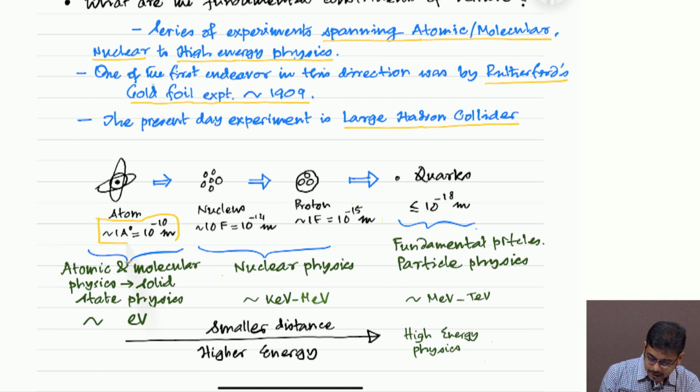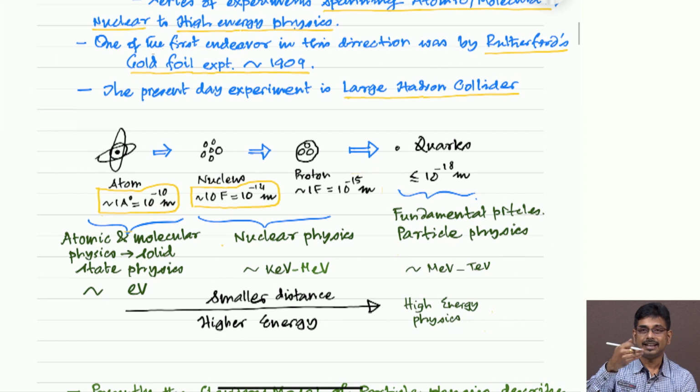Now, if we look closely into the atom, we know that there are electrons around, but importantly there is a nucleus around which this goes on. So, the distance at which we need to probe to understand the nucleus better is of the order of 10 Fermi, which is of the order of 10 to the power minus 14 meter length scale.